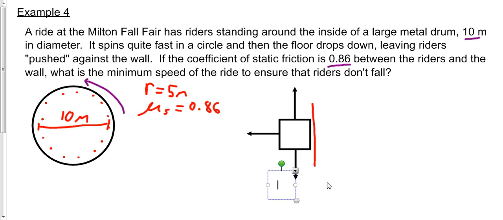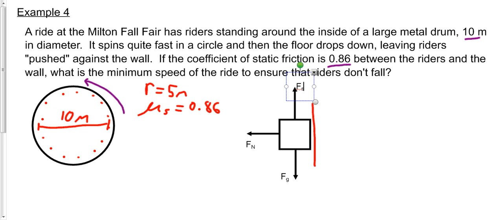So let me label these forces here. This is Fg, this is going to be Fn. And you might say, well, there's got to be a force to balance gravity up because we want to make sure these riders don't slide down the wall. But what is providing that force? Well, believe it or not, that's friction, right? Because if friction wasn't there, you'd be sliding down this wall, and friction, we know, tries to oppose motion.